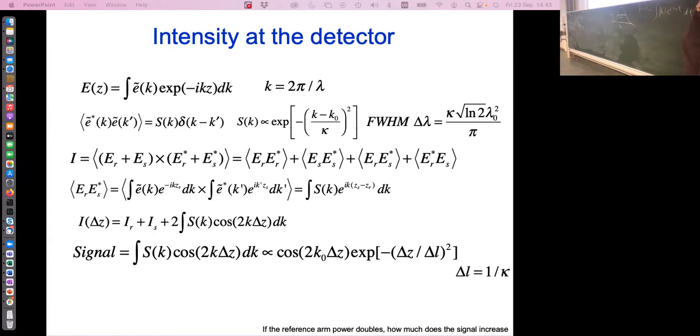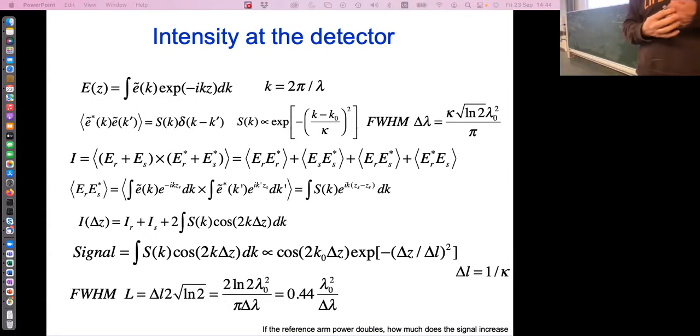So if I look at the width of my source, delta lambda, it's proportional to kappa times a certain parameter. So kappa is related to the width of the source, and delta L is my coherence length. How fast does this function decay with changing the path length difference between the sample and reference arm, delta Z? So you can see that this becomes a very narrow function when delta L becomes very small. This is my coherence length, short coherence length, and my coherence length becomes very small when my source is very broad.